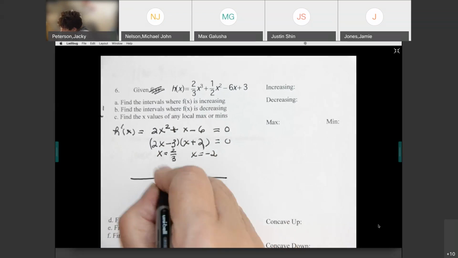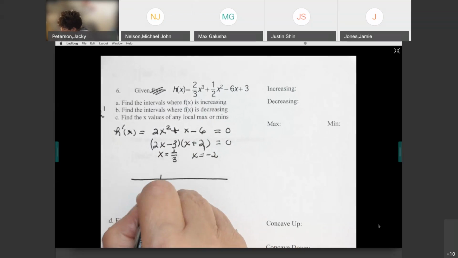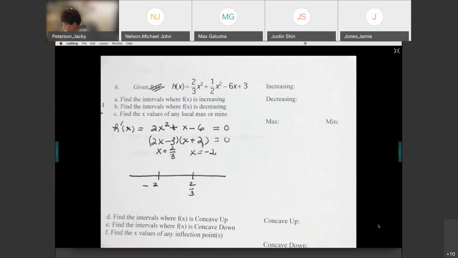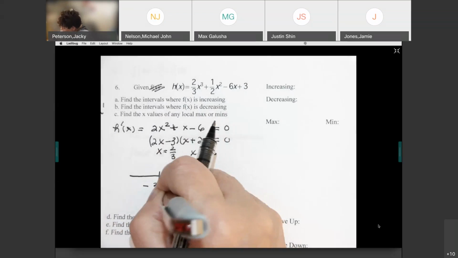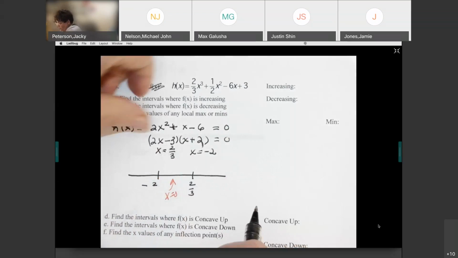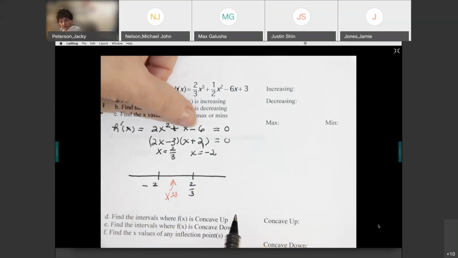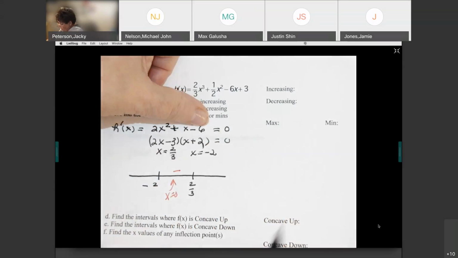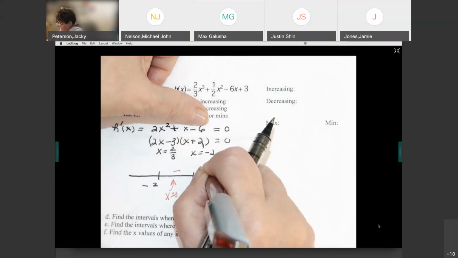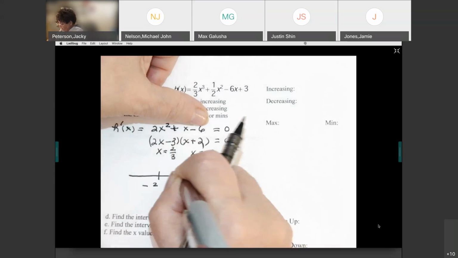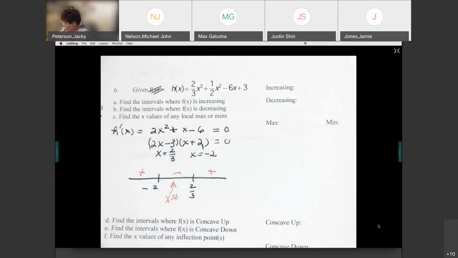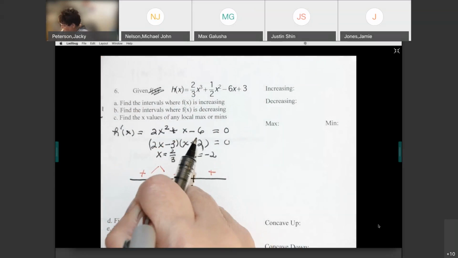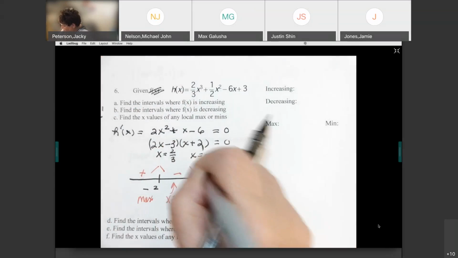I just put this on the number line. -2, 2/3. Pull a test point. X equals 0 is available to me. So x equals 0, gone, -6. That's why I like 0. Negative, and these are all multiplicity 1. Change, positive, negative, change, positive. So positive to negative, this is your max. Negative to positive, this is your min.